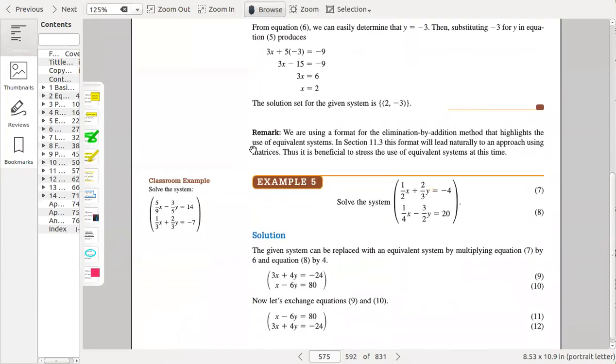And similarly, what is the thing to remember is that we are using a format for the elimination by addition method that highlights the use of equivalent systems. Okay.